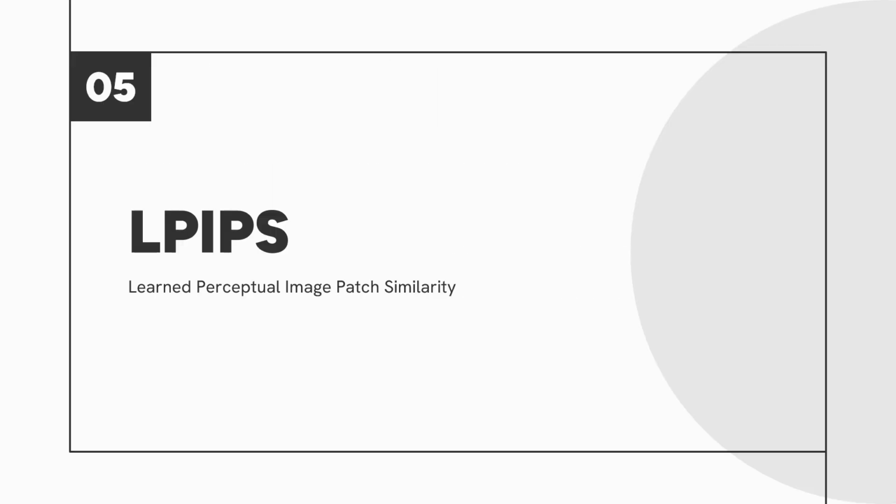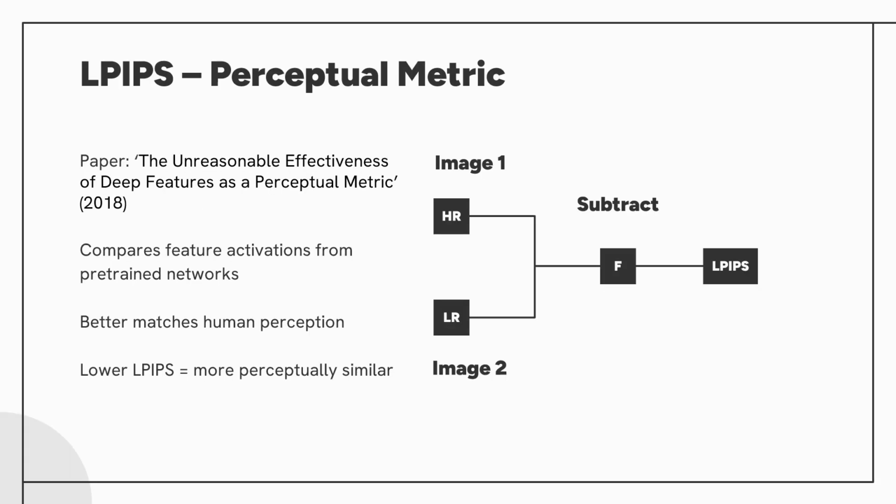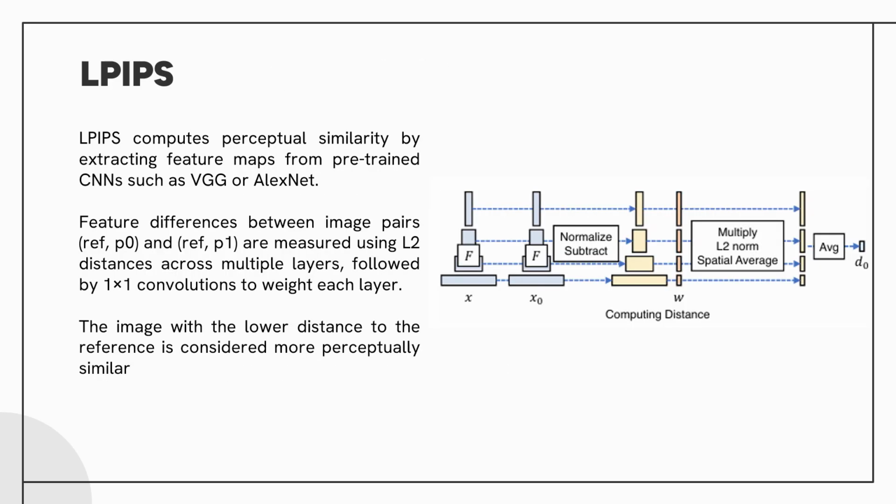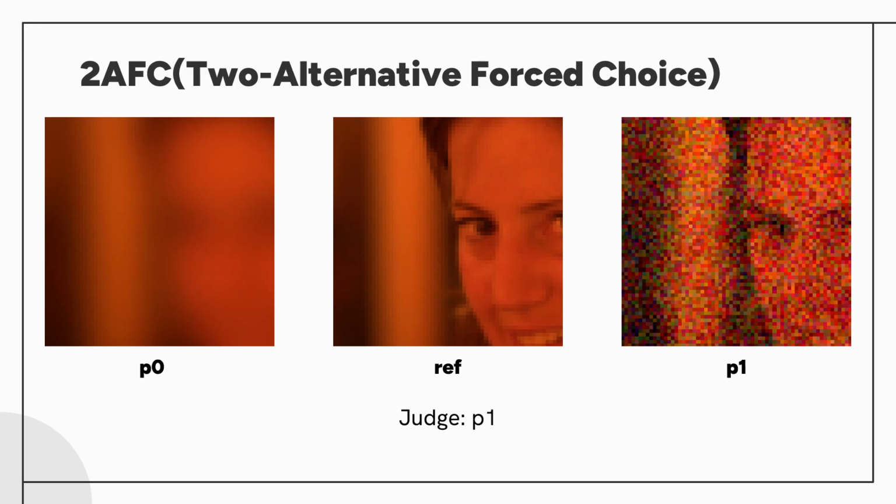Then a modern perceptual evaluation emerged, the LPIPS. LPIPS, introduced in 2018, addresses these limitations by leveraging deep feature representations for perceptual similarity measurement. The approach computes feature maps from pre-trained networks like AlexNet or VGG, then measures distances between these representations. The training methodology uses two AFC paradigms where human observers choose between image pairs. This creates a dataset of perceptual preferences that can train the metric to align with human judgment.